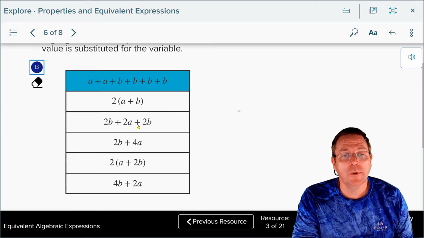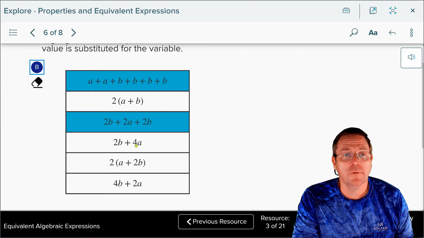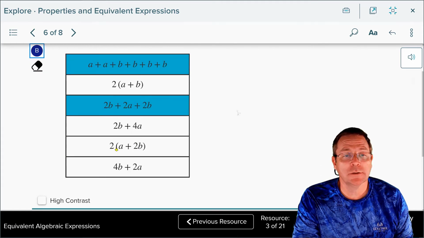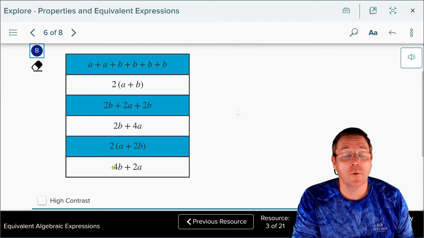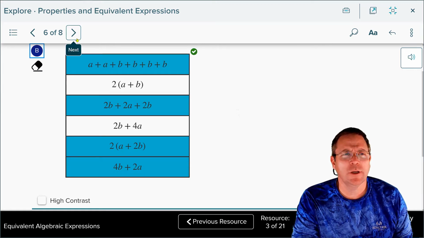Here you've got 2b's and 2b's, that's 4b's plus 2a's. That one's going to work. Here you have 2b's and 4a's. We've got to have 4b's and 2a's. And this one, 2 times 2a, that's 4a. 2 times 2b, that's going to be 4b. So that would work. And this one right here is also 4b plus 2a. And my answer checks. Pretty easy math there.